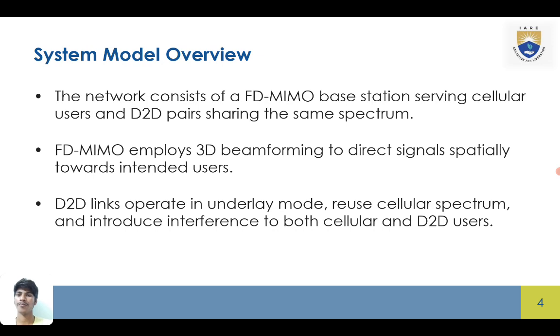System model overview. The network consists of FD-MIMO base stations serving cellular users and D2D base sharing the same spectrum. FD-MIMO employs 3D beamforming to direct signals spatially towards intended users. D2D links operate in underlay mode, reuse cellular spectrum, and introduce interference to both cellular and D2D users.